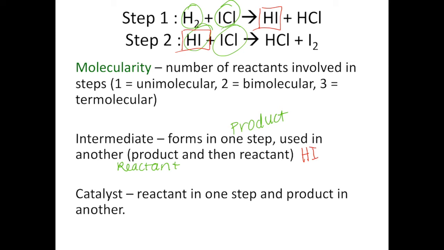So HI is my intermediate. A catalyst is something that you add, so it's a reactant, and then at the end of your reaction, it's in the products, unchanged. So it cancels out, but it's something that you would add and then comes out at the end. This particular example doesn't have a catalyst, but we will do some that do so you can see the difference.